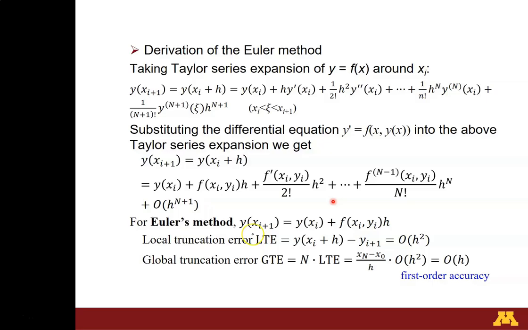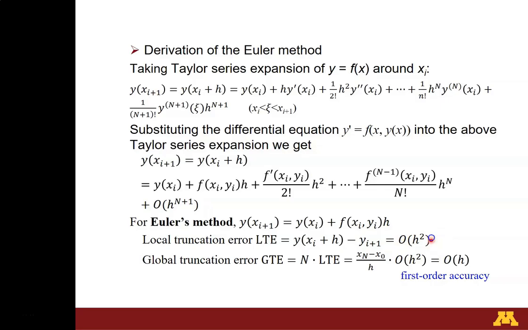For the Euler method, we know the formula of the Euler method here: y_{i+1} equals y(x_i) plus f times h. Then we subtract the Euler formula from the Taylor series expansion formula. Then we get the local truncation error. This minus this, we can cancel this term, and then cancel this term. For the Euler method, we just keep the second order term, so this is the difference.